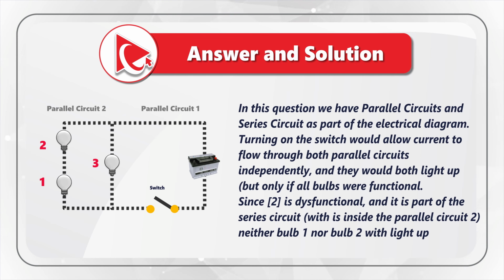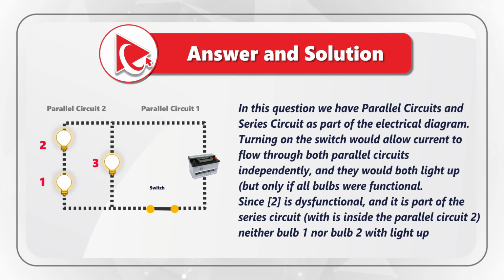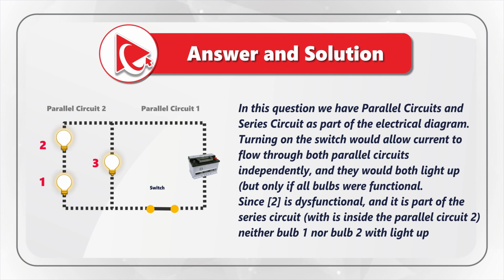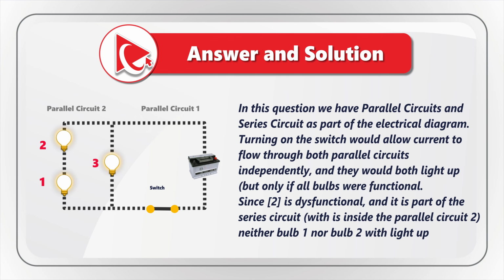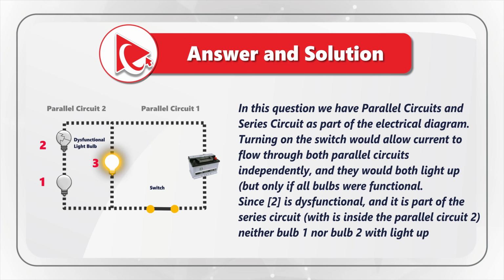In this question, we have parallel circuits and a series circuit as part of the electrical diagram. Turning on the switch would allow current to flow through both parallel circuits independently, and they would both light up, but only if all bulbs were functional. I don't know if you noticed, but light bulb 2 is a dysfunctional light bulb. And since it is dysfunctional and it is part of the series circuit, which is inside of the parallel circuit too, neither bulb 1 nor bulb 2 will light up.